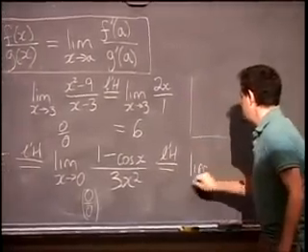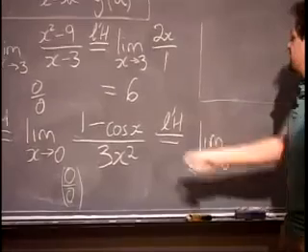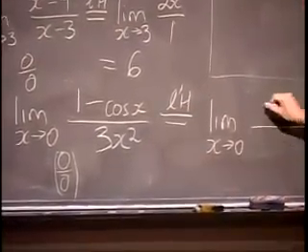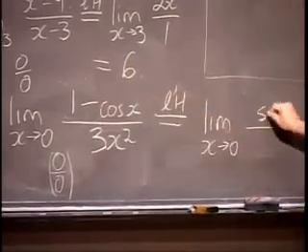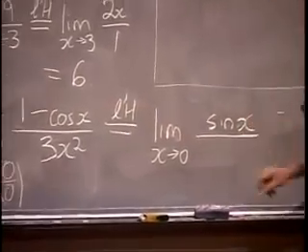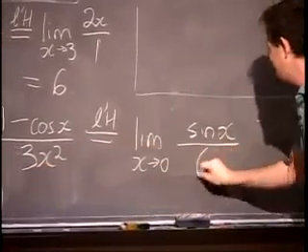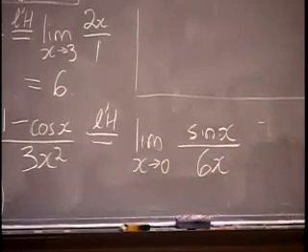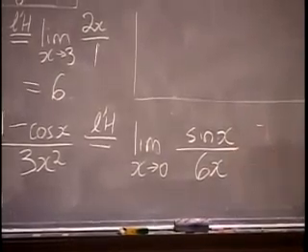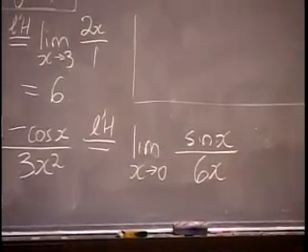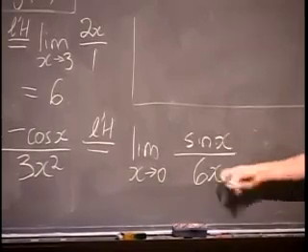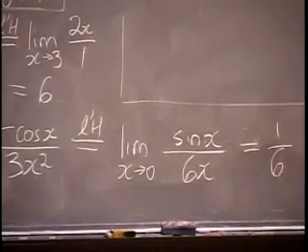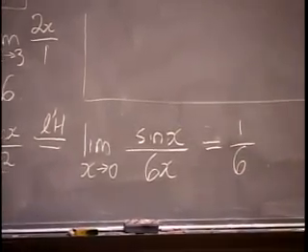And I get the limit as x goes to 0. The derivative of 1 is nothing. The derivative of cosine is minus sine, so we have minus minus sine x, so that's just sine x. And on the bottom, the derivative of 3x squared is 6x. Now, actually, you could use L'Hopital's rule once again if you like. It's a 0 over 0 again, and you could just differentiate it, and you'll get the right answer. But we already know that the limit of sine x over x is 1. So with the factor of 6 there, we get 1/6. So that's the value of that limit.